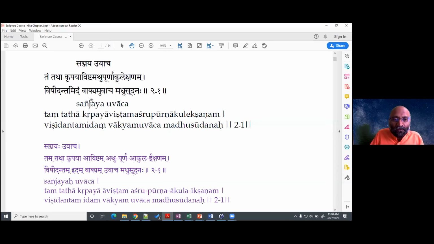So we'll chant this verse. The way we will do it, I'll chant. So this is Sanjaya Uvacha, only indicating who is saying this. But this is the actual verse, from Tam to the Madhusudana. This is divided into 4 quartets of 8 syllables each.